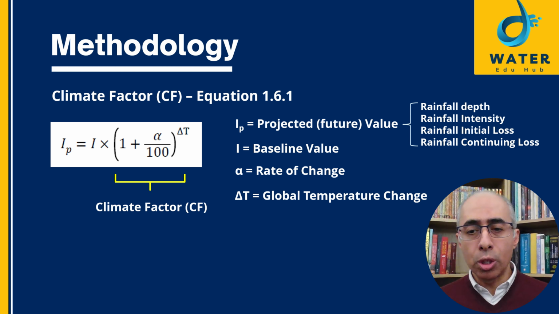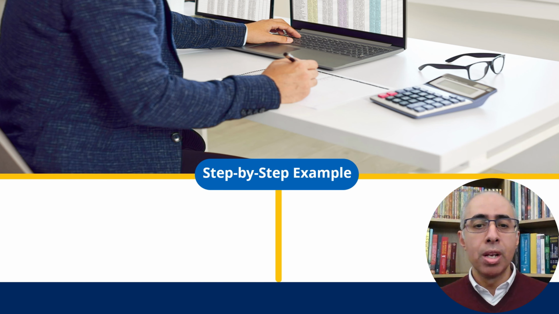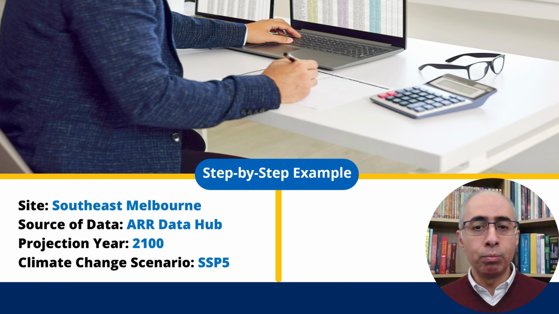As you may know, when we talk about climate change, generally we are talking about an increase in global temperature. And now we want to show how this change can affect, for example, the rainfall intensity, rainfall depth, or the losses. So our major task in this process is basically finding the suitable alpha and delta T, then putting them into the equation and getting the projected value for your desired parameter. So let's go through this step-by-step example.